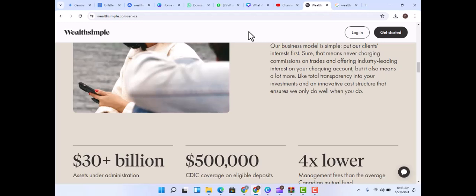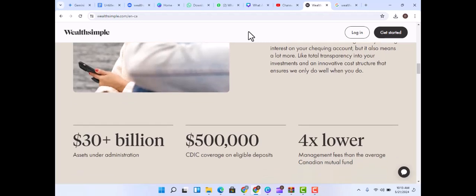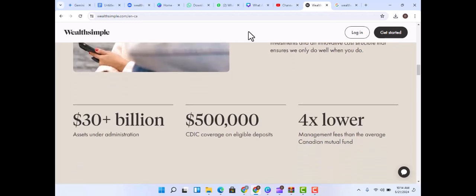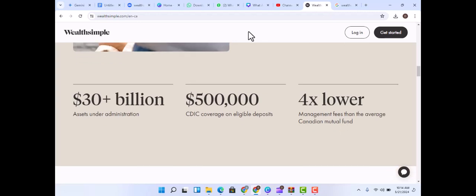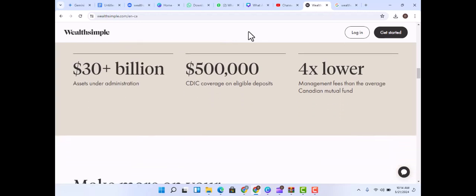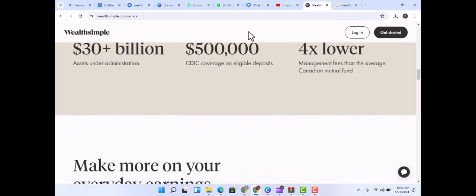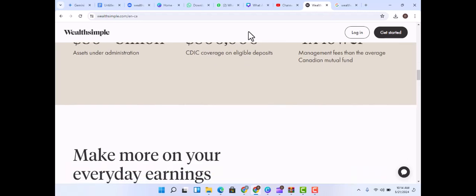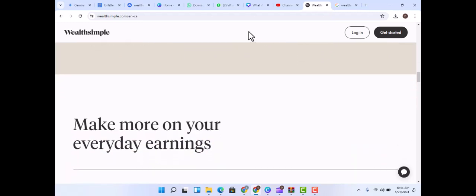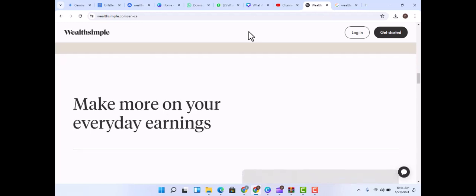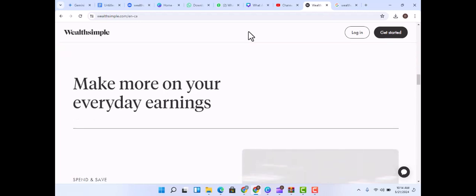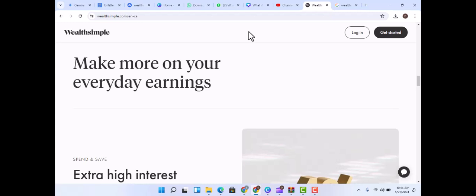Next, we have the management expense ratio, or MER. This is a fee that is not charged by Wealthsimple itself, but by the companies that create the ETFs or exchange-traded funds in your portfolio. An ETF is just a basket of different stocks or bonds. The companies that manage these baskets charge a small fee to cover their costs.